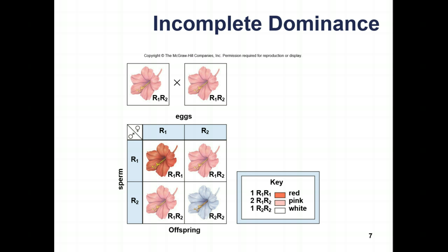This slide is also showing incomplete dominance in snapdragons, and it's showing how if you take two pink flowers, which is the heterozygote, and mate them together, you actually can get offspring that are red, pink, or white. Remember, the pink condition is a heterozygote, so they are carrying the allele for the red and the white, which is why you can have red, white, or pink offspring when mating two pink snapdragon flowers.